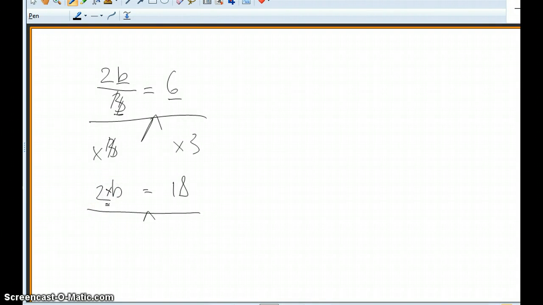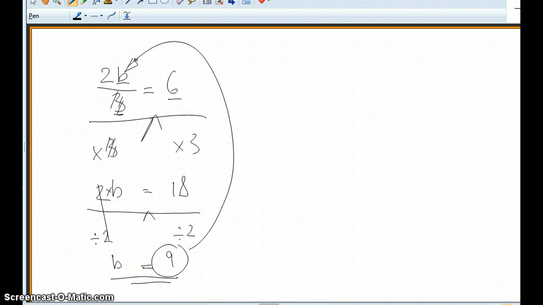Notice in here 2b means 2 times b. In algebra you never see any timeses because we leave them out when we push numbers and letters together. How do we undo a times 2? Divide by 2. And the 2's cancel on that side, so we're left with b on the left and 18 over 2. 9. Check your answer. 2 times 9 divided by 3.